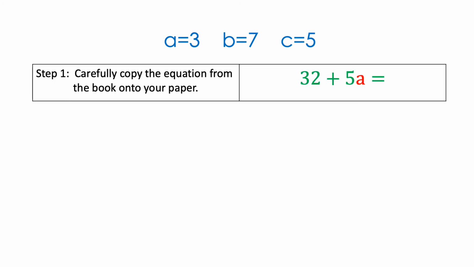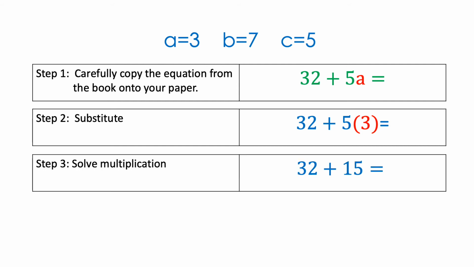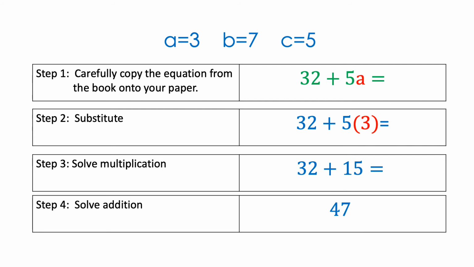Next equation, again, carefully copy the equation. Substitute the value for a. In this case, we get 32 plus 5 times 3. Now, in order of operations, we're going to multiply before we add. So we get 32 plus 15, and the answer is 47.